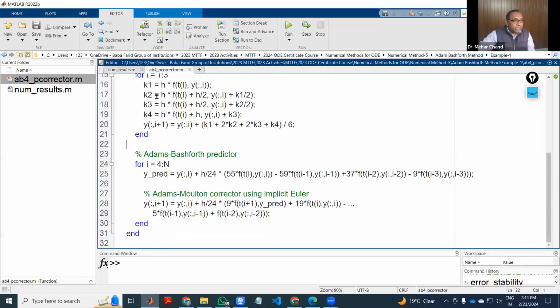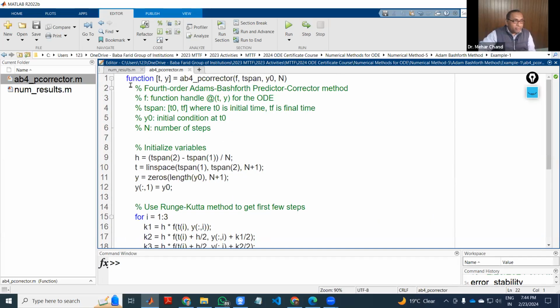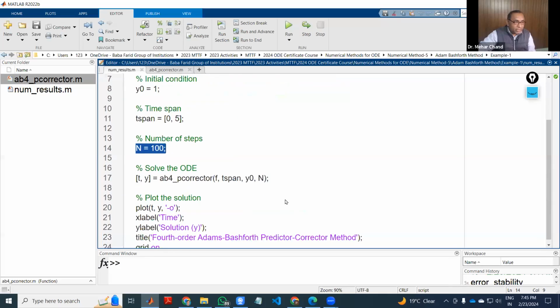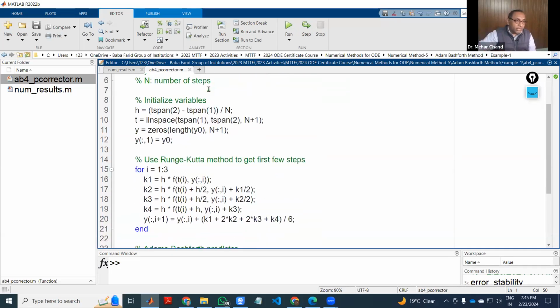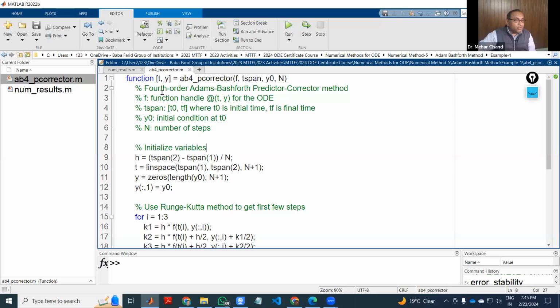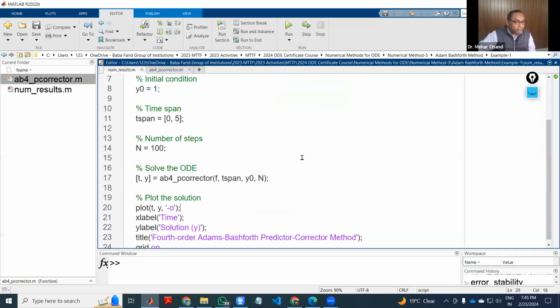Just you need to call this function which you created for Adams-Bashforth predictor corrector. Okay, just you need to call this function and pass all the arguments through the same. And you know the solution of this equation, y, will depend upon t. So we need two arrays to plot the graph. Okay, so that's why we need two outputs, one is t and the other is y, and the same we are using at this place to save the output values in the t array and the other will be the y array.